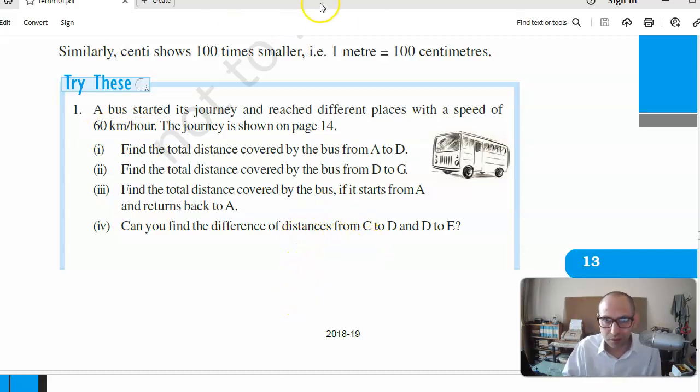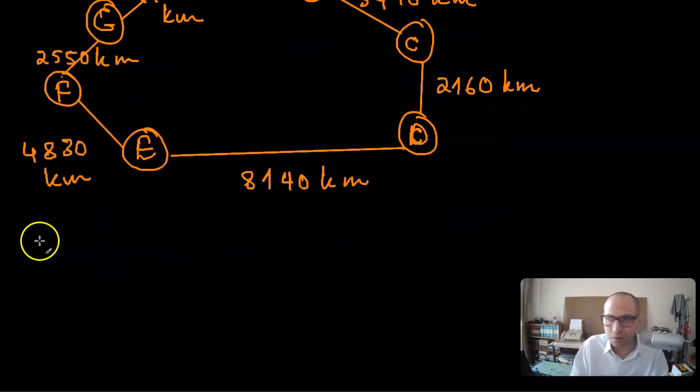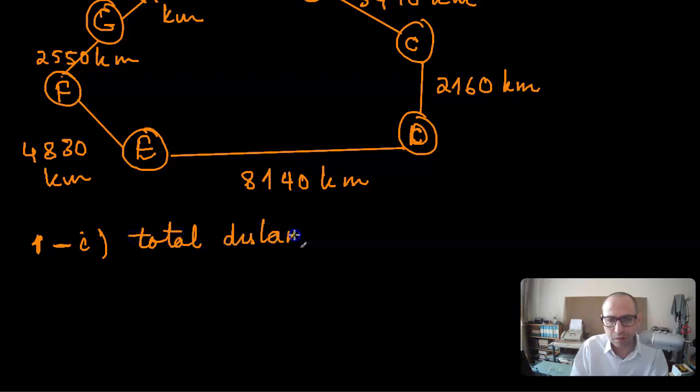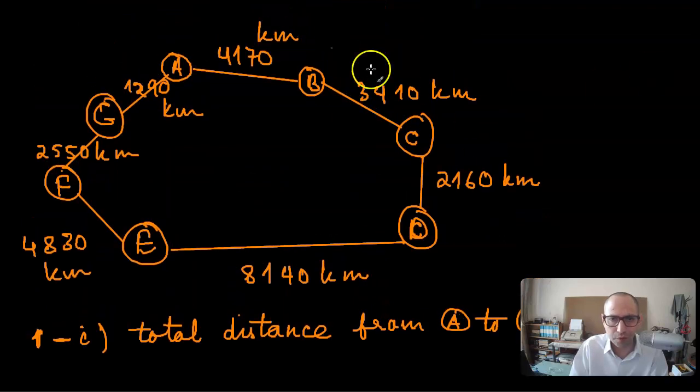Now, let's see how we can solve this problem. First of all, the bus goes from, let me draw the map on this page. Okay, so the first thing that we want to find here is the total distance covered by the bus from A to D, right? From here all the way up to here. This is part one, number one, part one. Total distance from A to D. You want to calculate the total distance covered by the bus from A to D, right?